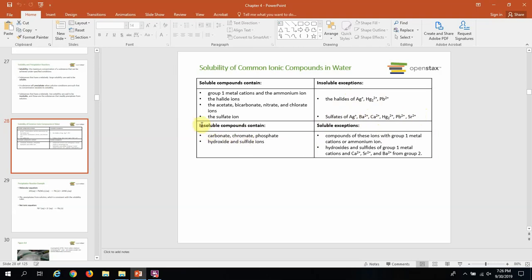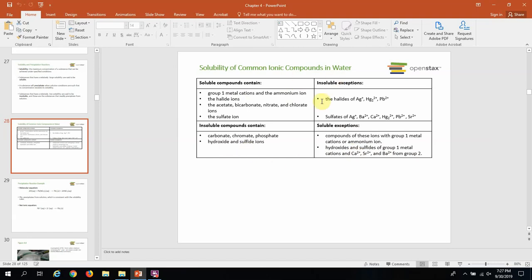And then what's usually insoluble are the carbonates, chromates, and phosphates in one group, and the hydroxide and sulfide in another group. The exceptions, the first exception is the metal cations. When these are the anions and these are the cations, it's soluble. But the second group, hydroxides and sulfides, not only have the group 1 metals, the alkali metals, but also the alkaline earths, with the exception of magnesium.